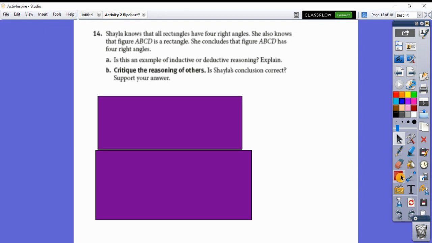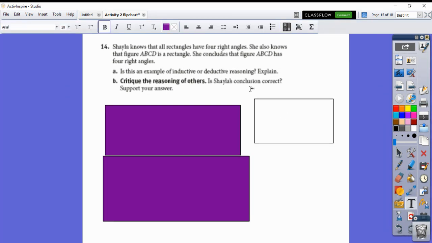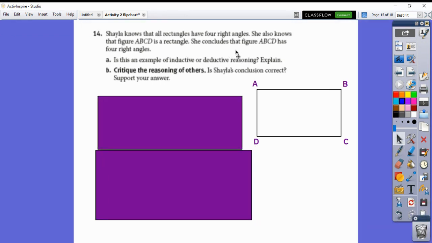All right, so let's draw out a picture of what Shayla's doing here. She's saying, all right, I know that rectangles have 4 right angles. So if this is figure A, B, C, D, we'll learn later on that we name polygons based on their vertices. If this is figure A, B, C, D, and she knows that this is a rectangle, then she concludes that figure ABCD has 4 right angles.